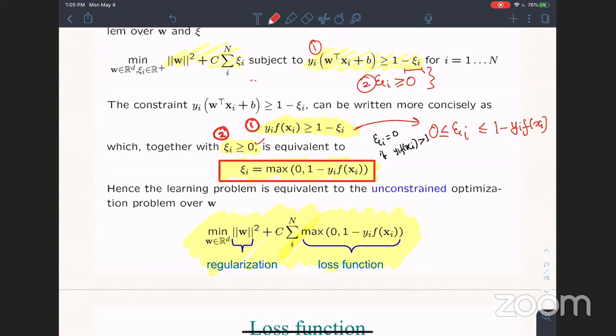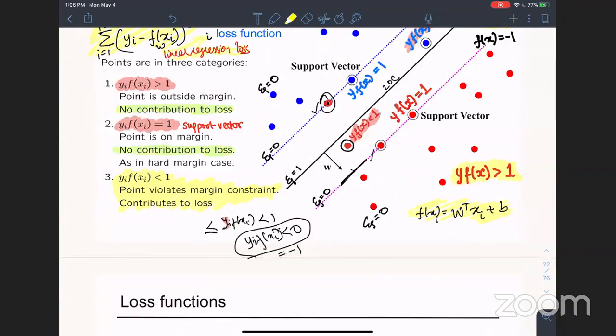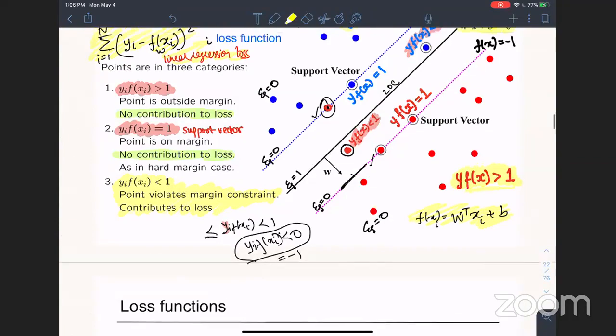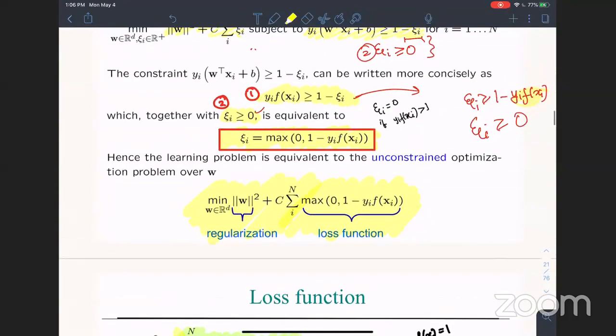Oh, no, I think I am mixing something here. Here eta i is greater than or equal to 1 minus yi f(xi), and eta i is greater than or equal to 0. So these are the two competing constraints, right? Now what to choose when? Well, that depends on the value of yf(x). If you're already within your respective boundary, then yf(x) is strictly greater than 1, right?